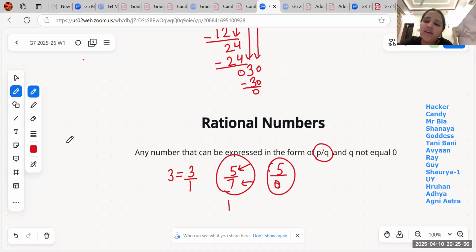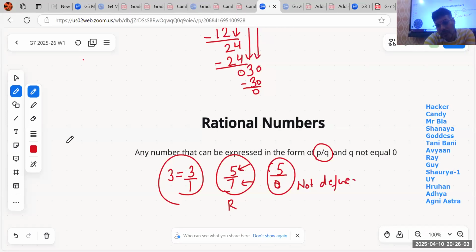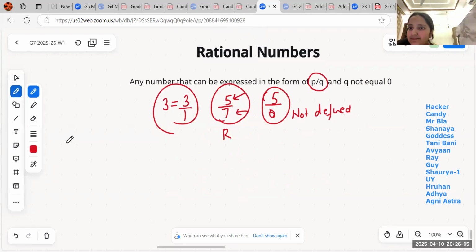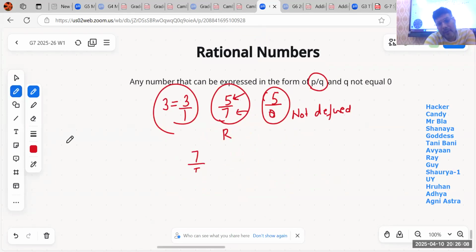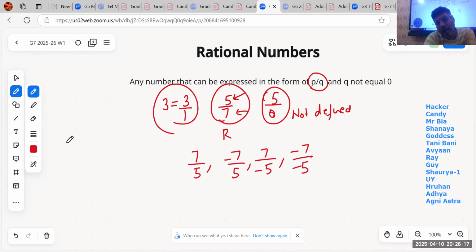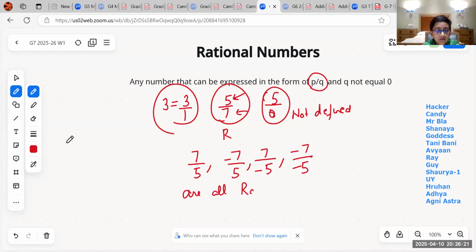Sir, what if it is 7 by 5? It is a rational number, beta. More examples: 7 by 5, minus 7 by 5, 7 upon minus 5, minus 7 upon minus 5 are all rational numbers. So there are infinitely many rational numbers and infinitely many non-rational numbers.